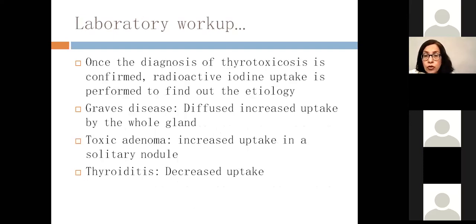Now you have diagnosed thyrotoxicosis. Now you have to diagnose the etiology of it. So what you do is you give radioactive iodine to the patient, and you see the uptake of the radioactive iodine. In Graves' disease, there is diffusely increased uptake of the radioactive iodine by the whole gland. In toxic adenoma, there is one adenoma, so a solitary nodule takes up all the increased uptake. Or if there is thyroiditis, inflammation, there will be decreased uptake by the gland.